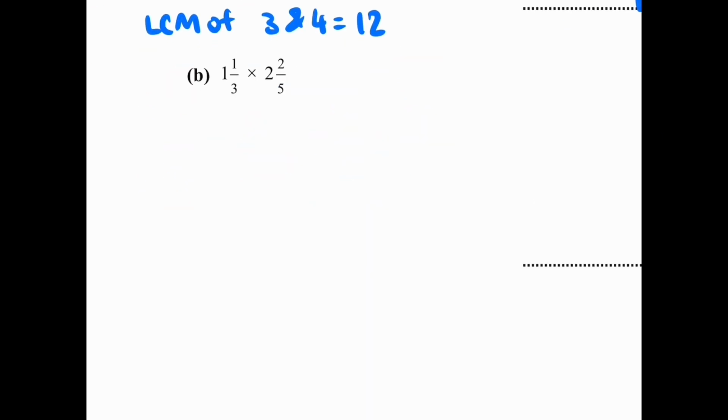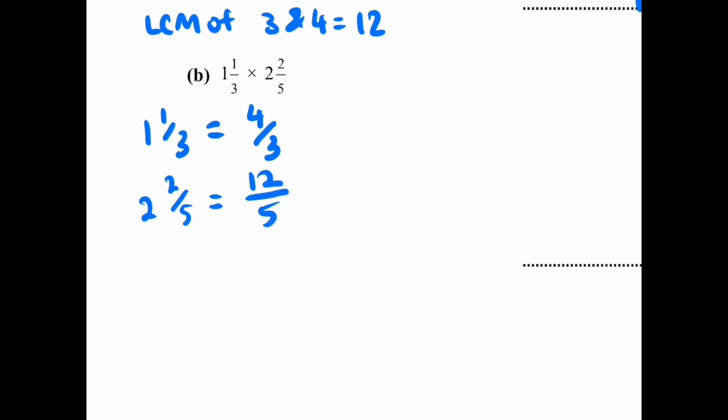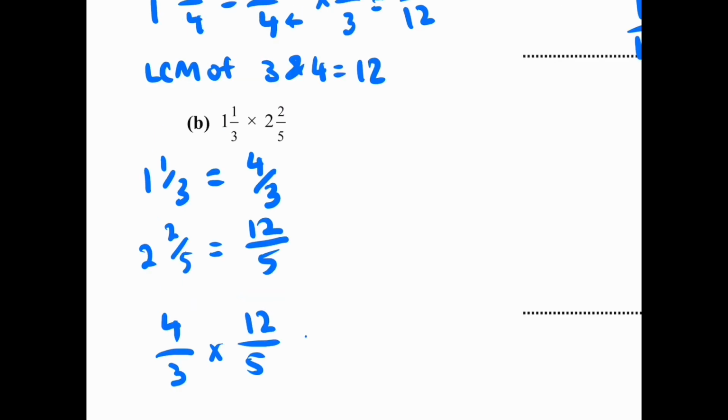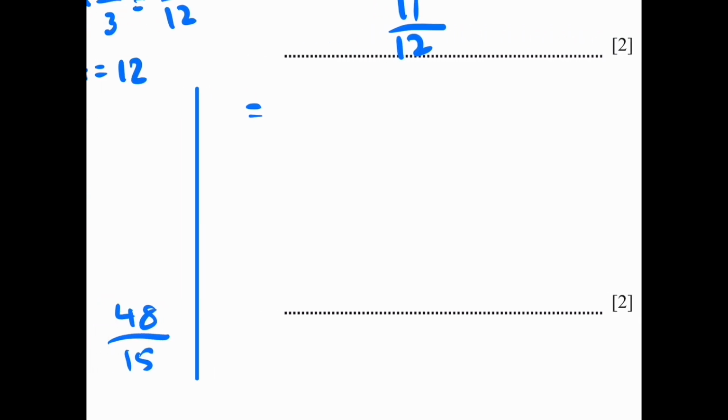1 by 3 multiplied by 2, 2 by 5. Convert this to improper fractions as we did last sum. 4 by 3 and 2 by 5 equals 12 by 5. Over here, 4 by 3 into 12 by 5 will make 48 by 15. When you write it as a mixed fraction, it will become 3, as 3 into 15 is 45, which is equal to 3, 1 by 5.